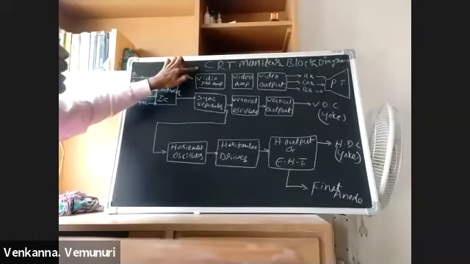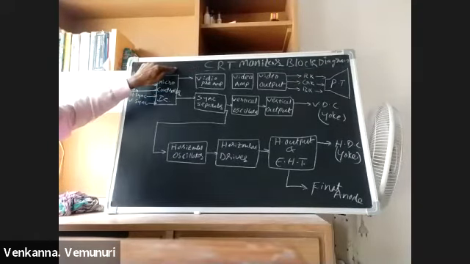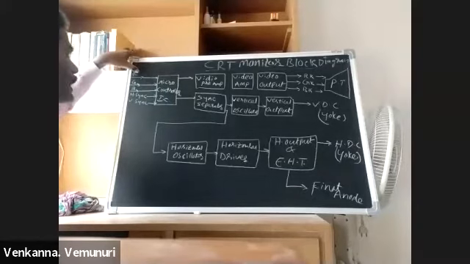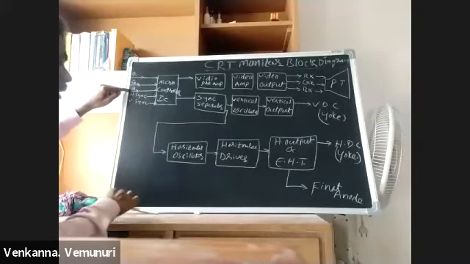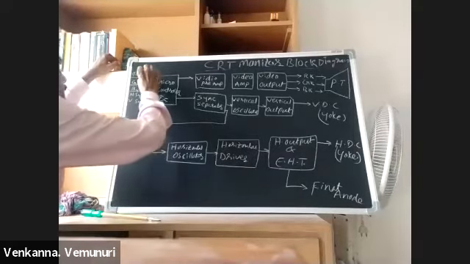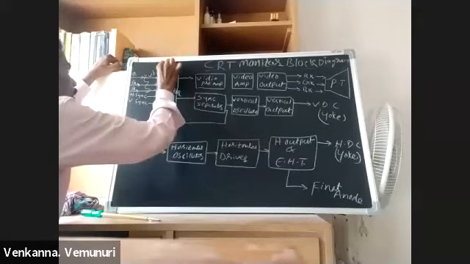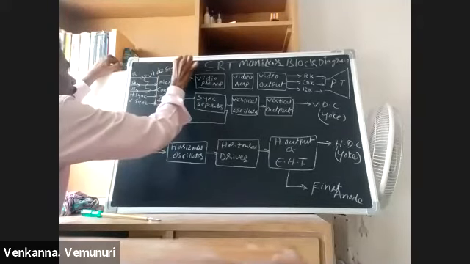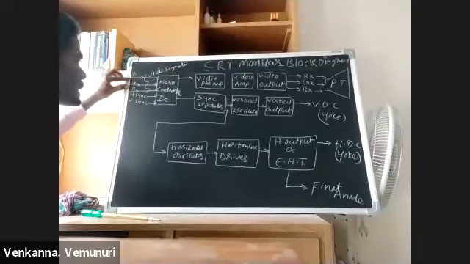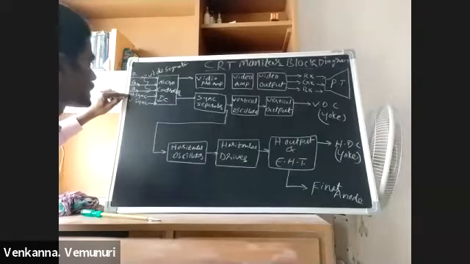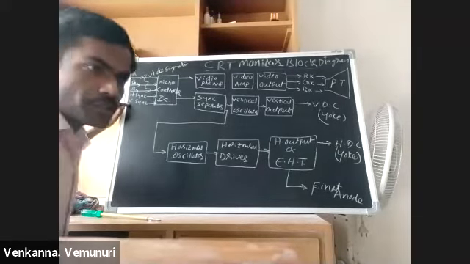This CRT monitor receives signals from the CPU, and here the signals are red, green, blue, RGB signals. These three signals are called video signals. RGB signals, and horizontal sync signal and vertical sync signal.